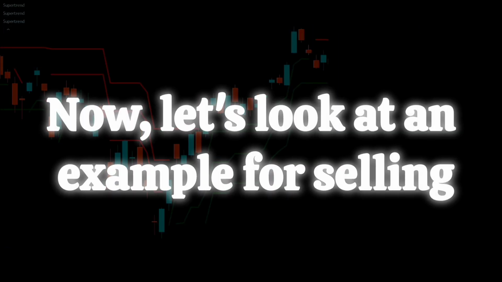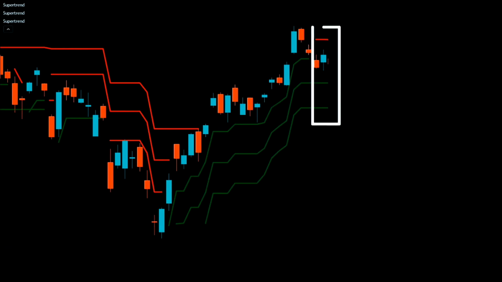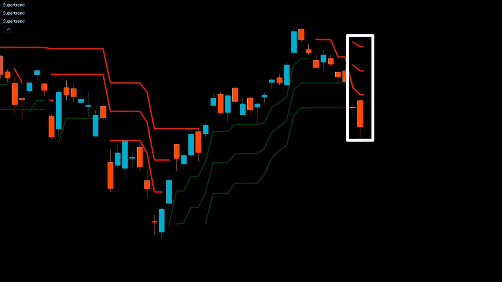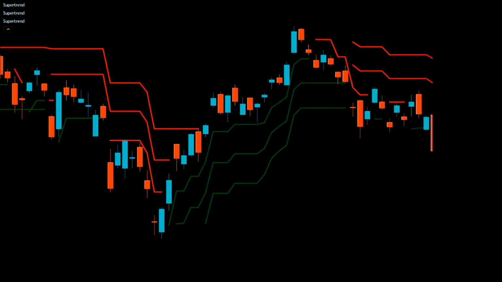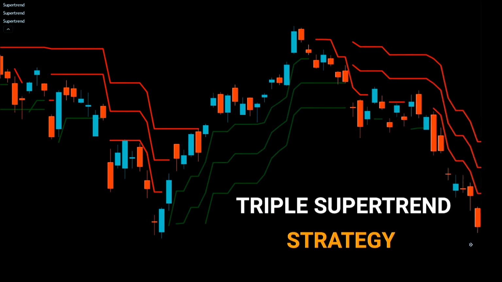Now let's look at an example for selling. Here, you can see the bottom 2 lines are green, and the top line is red. So you should not take any trade here. Next, at this point, all the lines have turned red. This is a sell or short signal. So this was the triple Supertrend strategy.